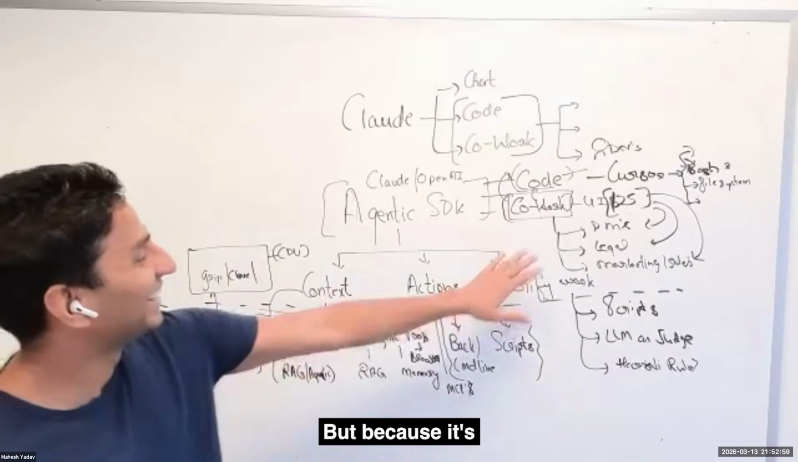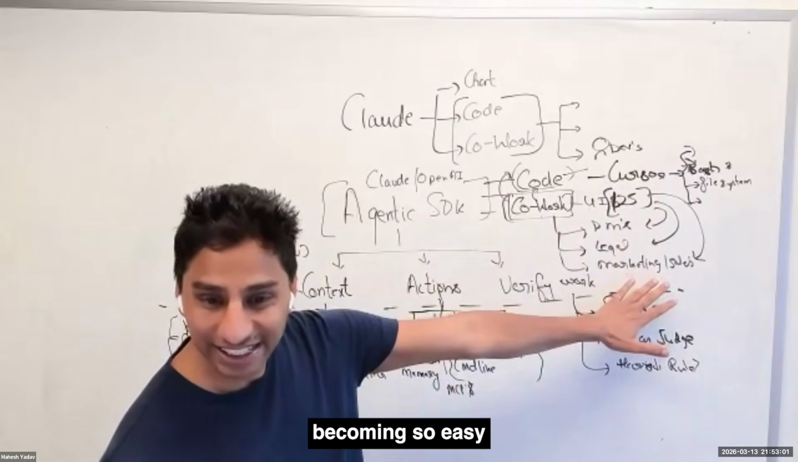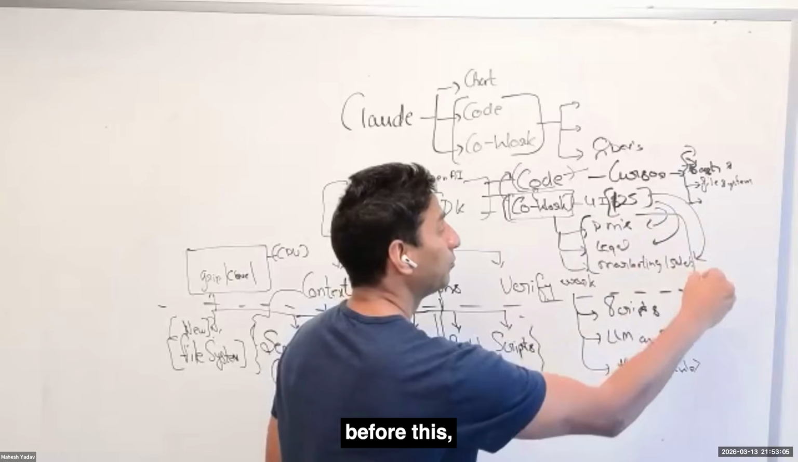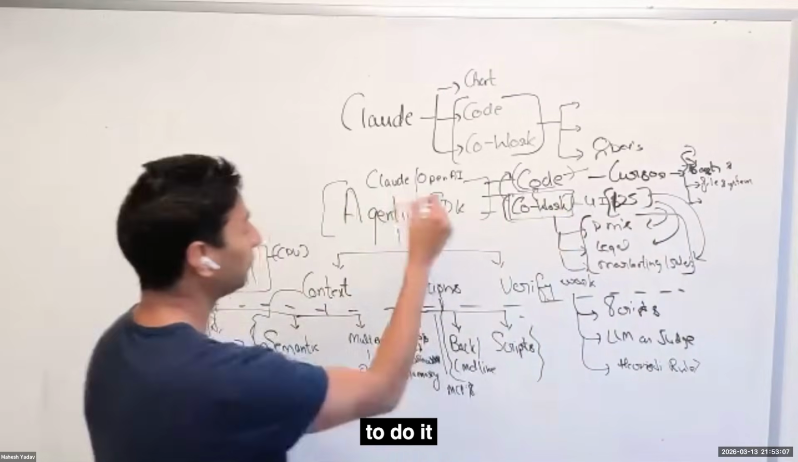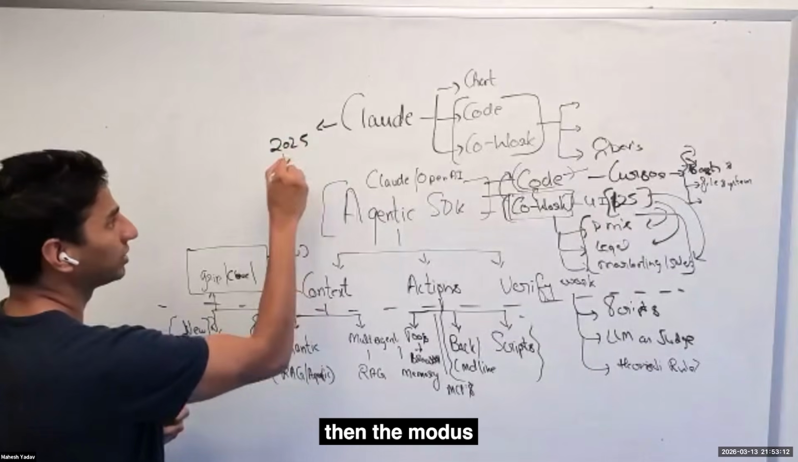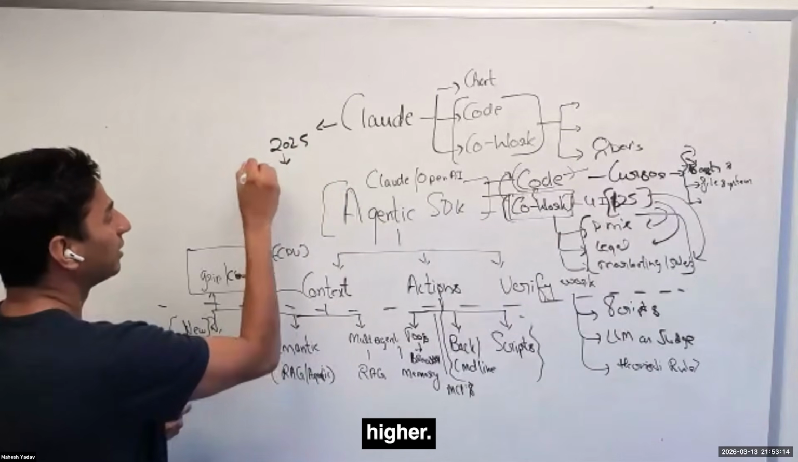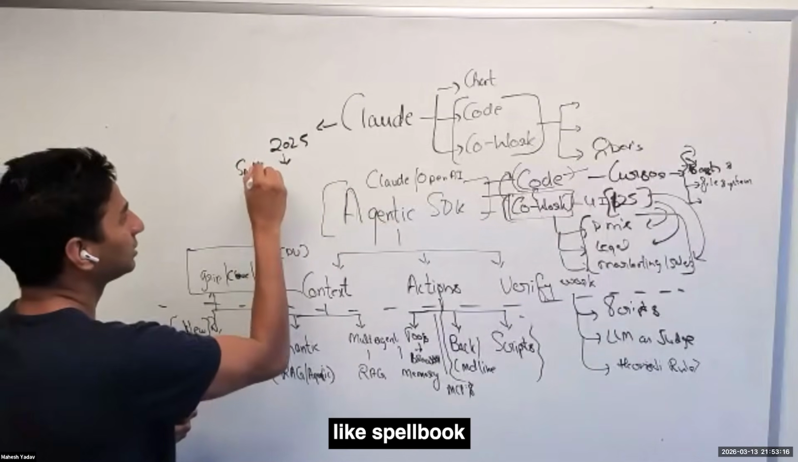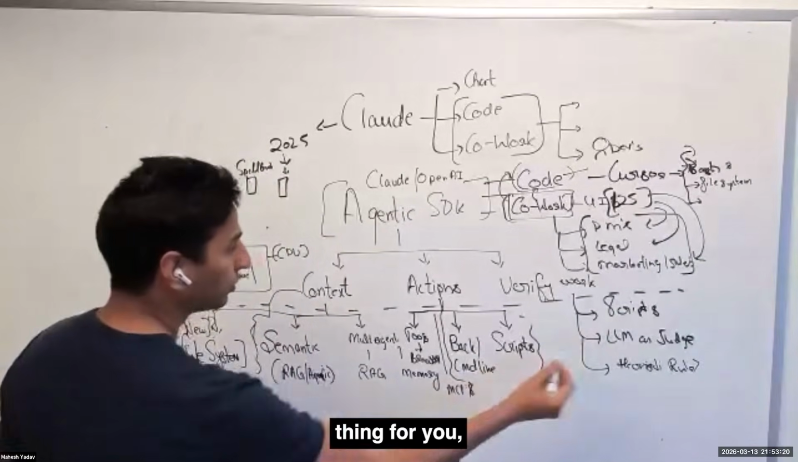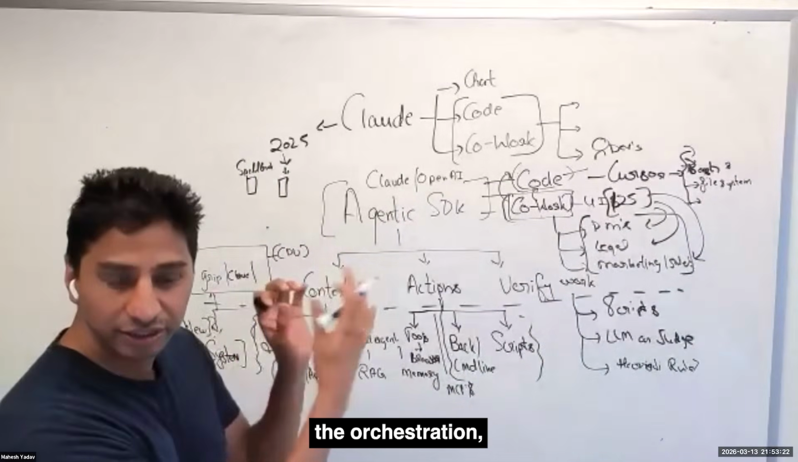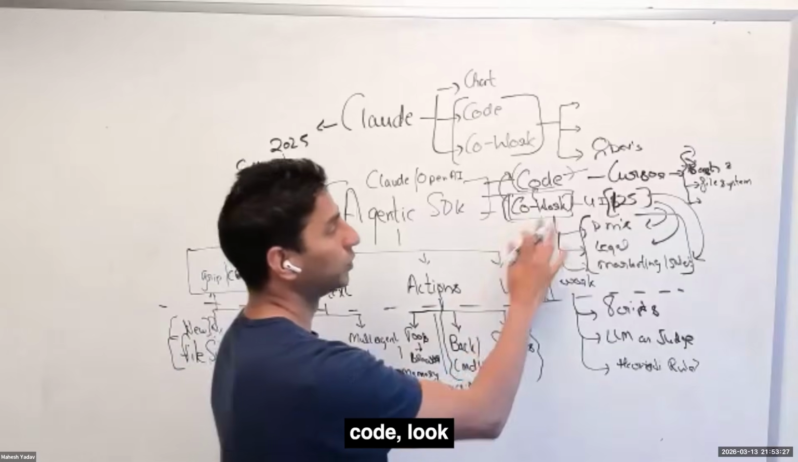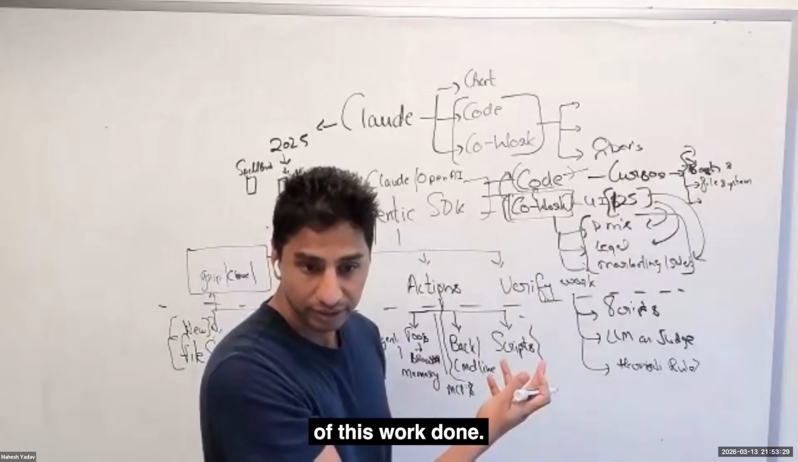Because it's becoming so easy, that's what the expectation is pushed on these. Before this Agent SDK in 2025, the modus operandi was to hire a third-party company like Spellbook, or even us, to go and build this whole thing for you, which I was showing you with the orchestration, the memory management, and all. But now you can use Co-Work and get most of this work done.